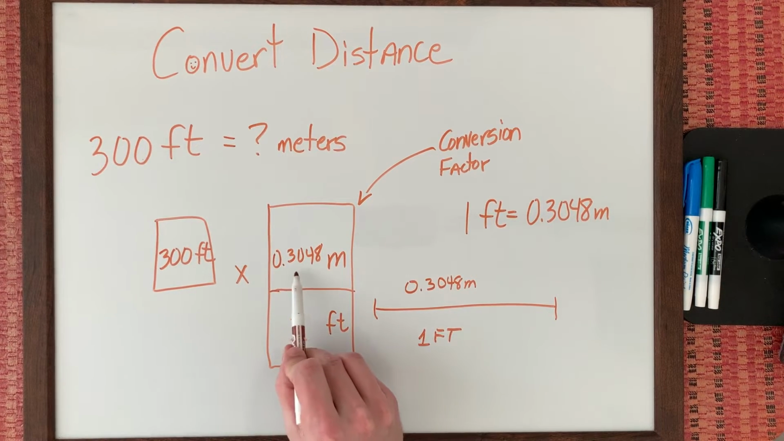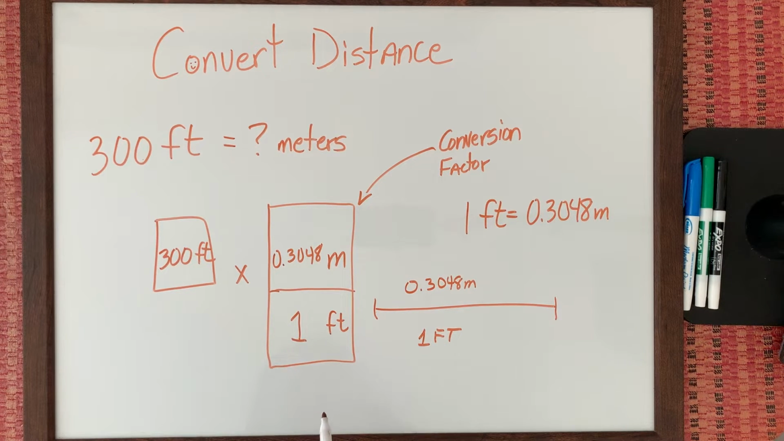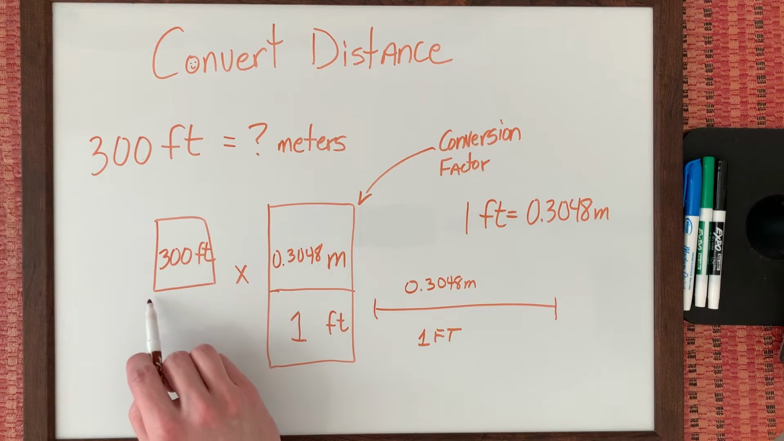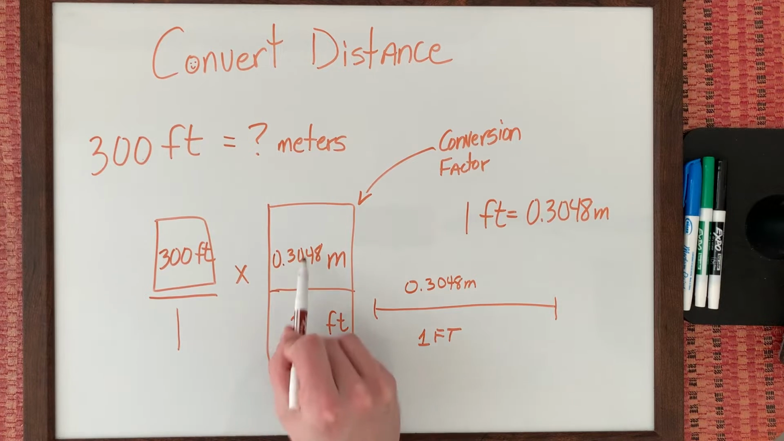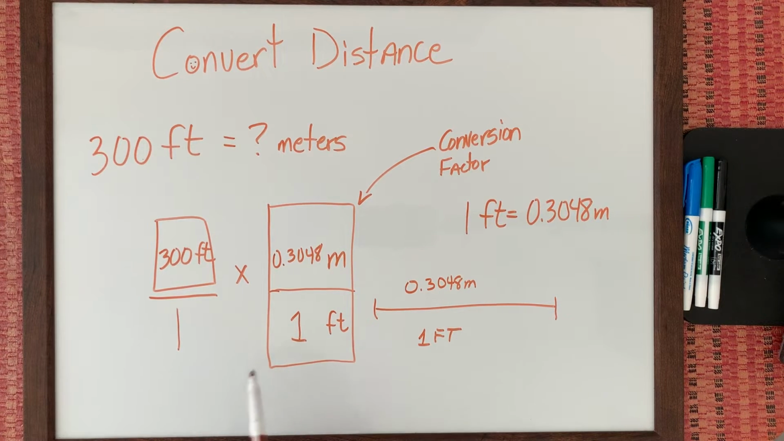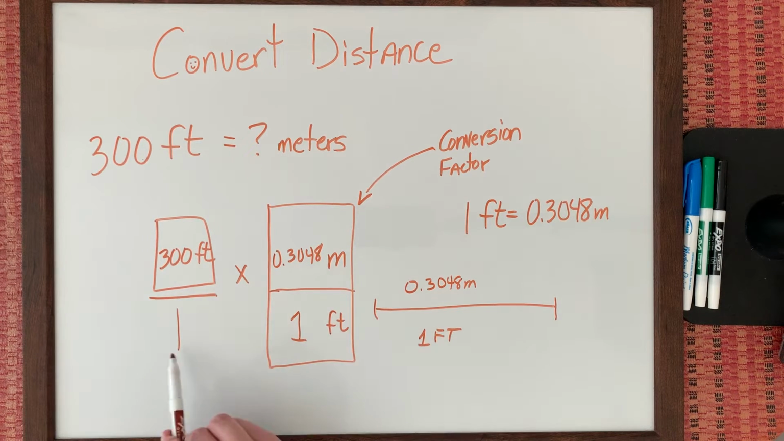You could say that 0.3048 meters is equal to 1 foot. They are both the same distance. Now, what I'm going to do is remember that any number can be divided by 1. And the reason for doing this is because now I have a fraction times a fraction. And if you recall that solving fractions that are multiplied is as simple as multiplying straight across the top and straight across the bottom. So I'm going to erase this section right here so we can finish the problem.